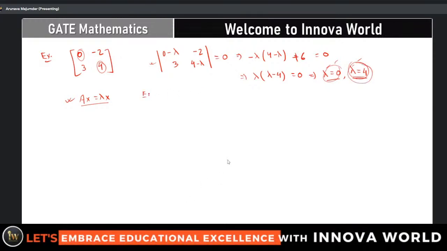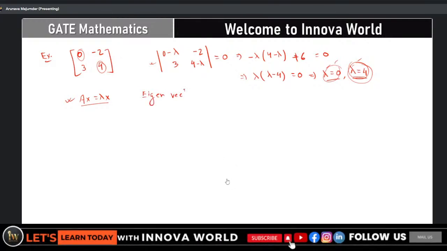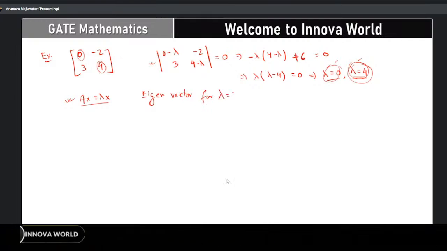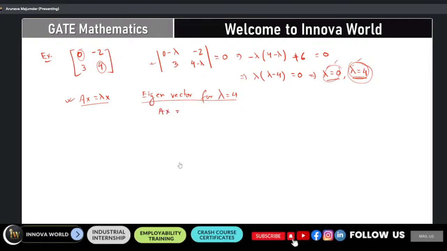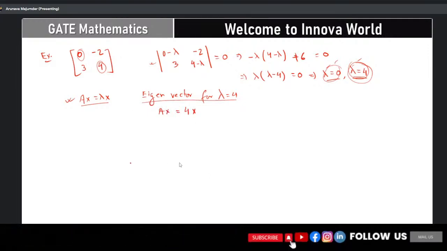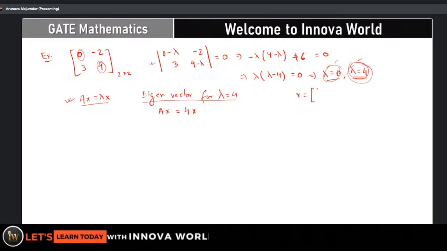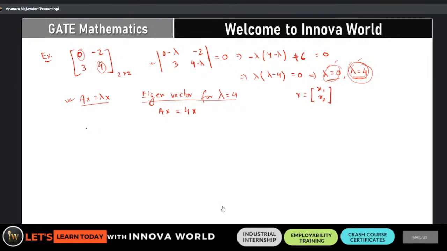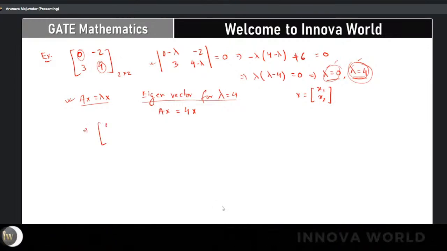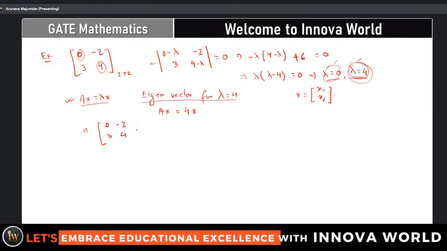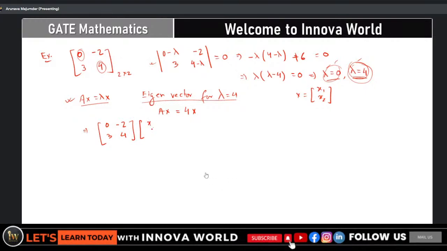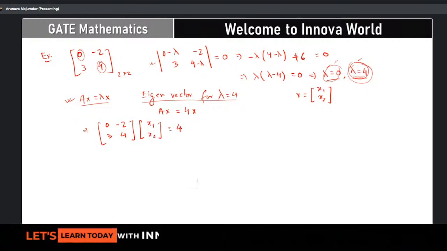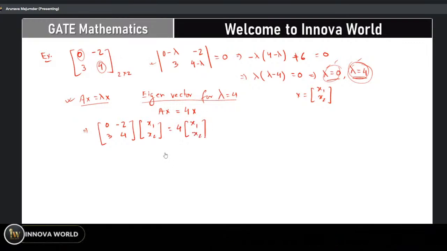So the eigenvector for lambda equal to 4. It means Ax is equal to 4 into x. Since it is a 2 cross 2 matrix, let us suppose x equal to x1 x2 is the eigenvector. Now we put the values. A is 0 minus 2 3 4, x is x1 x2, equal to 4 into x1 x2.